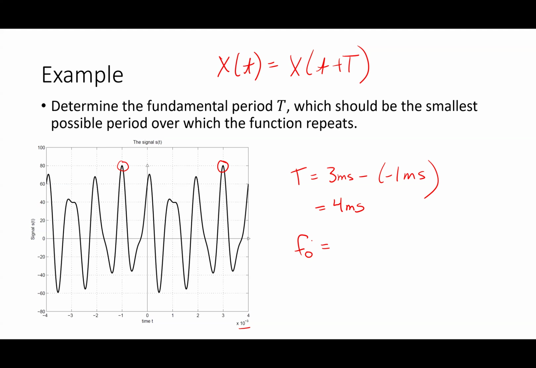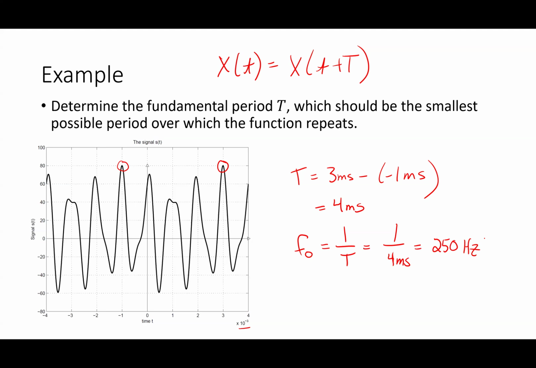So what do I have here? The frequency of this, what would that be in hertz? How do I calculate that from the period? So 1 over T. So 1 over 4 milliseconds. If I do that calculation, I end up with 250 hertz. Okay, 250 hertz. That's the fundamental frequency.